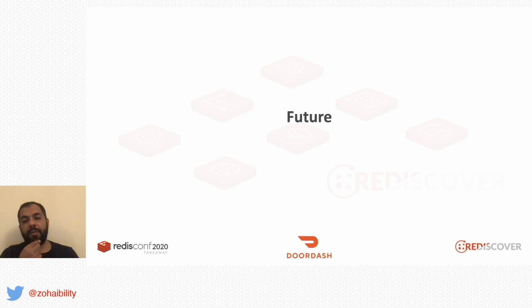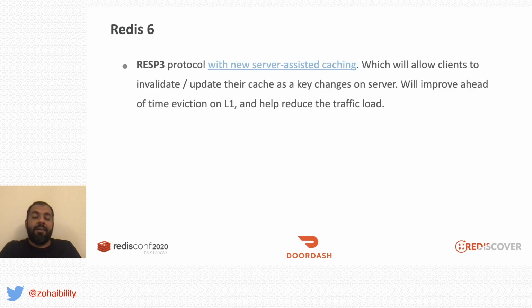I want to close this whole thing showing you the future and why I am very optimistic about this. All these techniques might either have to go away or might improve your system even further with what's shipping as part of Redis 6. In Redis 6, the RESP 3 protocol is coming with a new server assisted caching. This is where clients can say, I read this key from you, please let me know if something changes on this key, and the server will let you know about the slot.